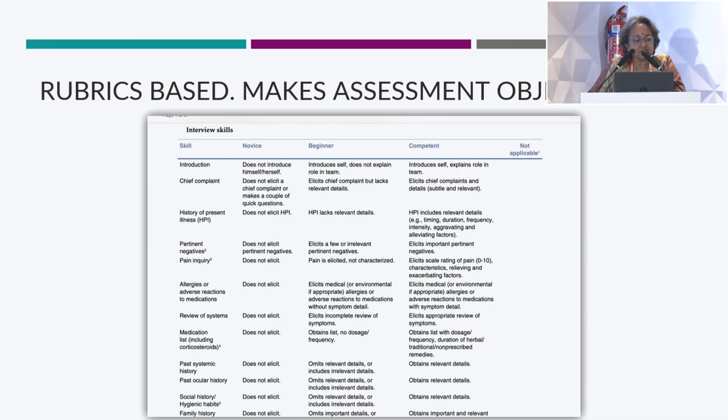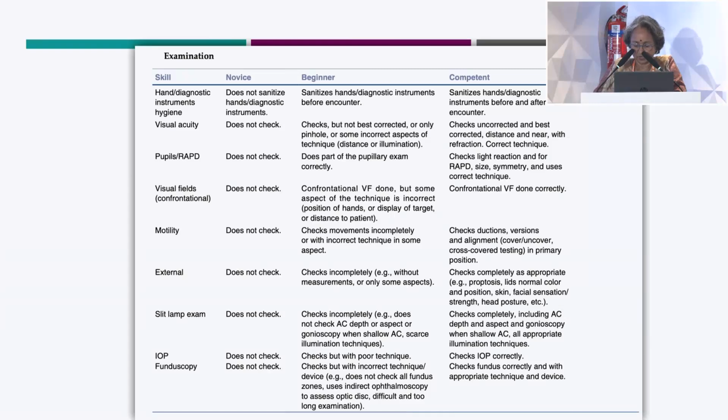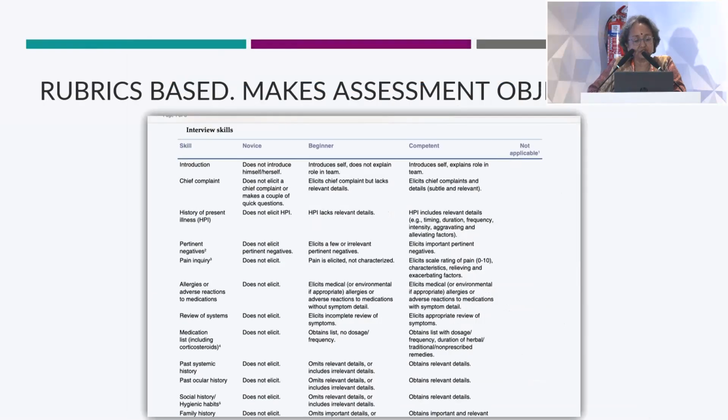It is a rubrics-based system which makes the assessment objective. If you look at the components, the first is the interview skills, which include introduction, chief complaint, history of present illness. Some of this is unique to other countries, like pain inquiry, we don't ask, as all the patients will have pain. And then allergies or adverse reactions to medications, review of systems, and then past systemic history, past ocular history, social history, habits, and family history.